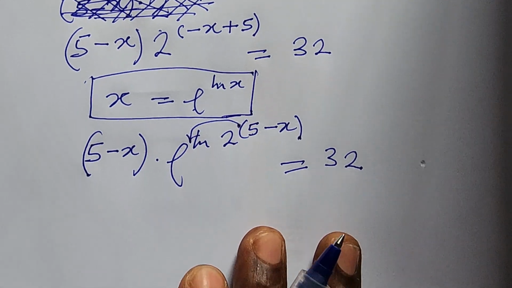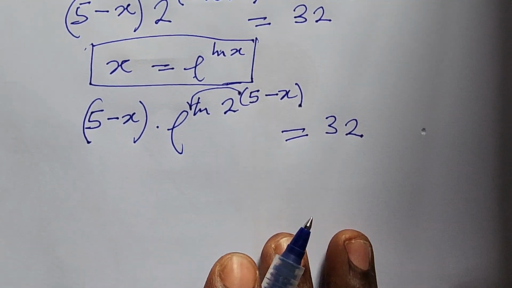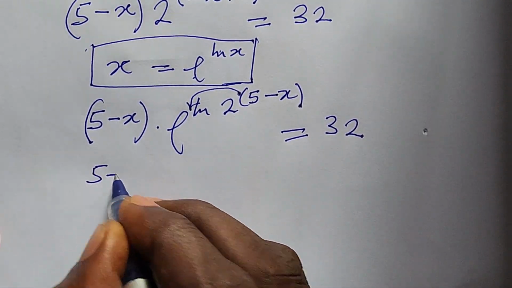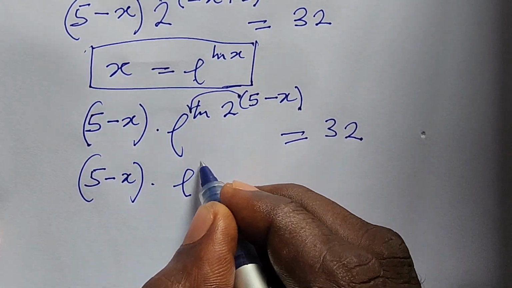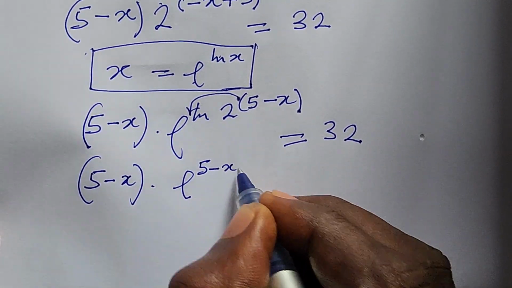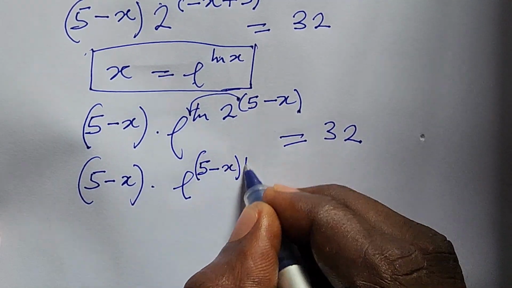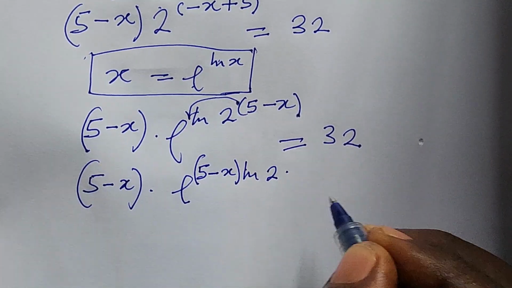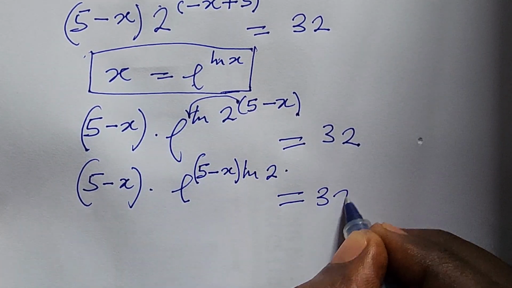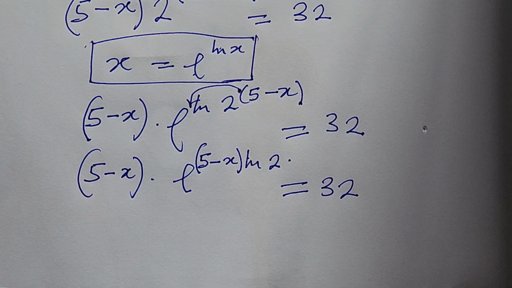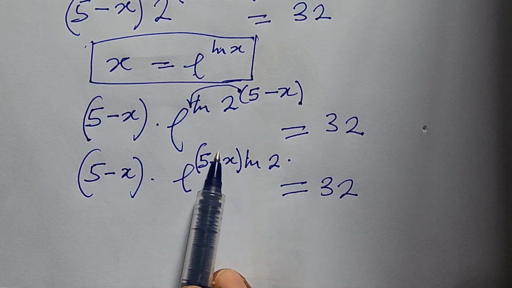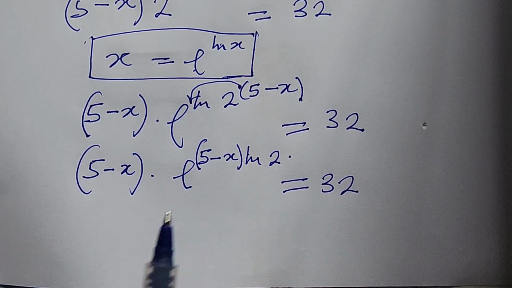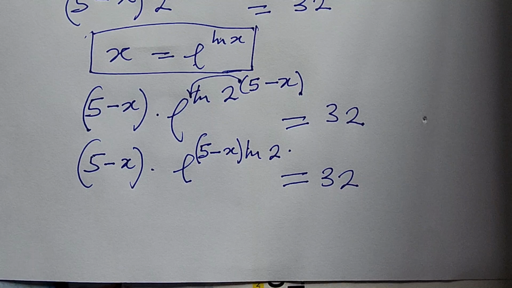Good. So if we do that, then we're going to have here (5 - x) times r to the power of (5 - x) ln of 2, everything equal to 32. So before we can invoke the Lambert W function, we make sure that what we have at these parts must be equal to what we have at the exponent here. So let's multiply both sides by ln of 2.